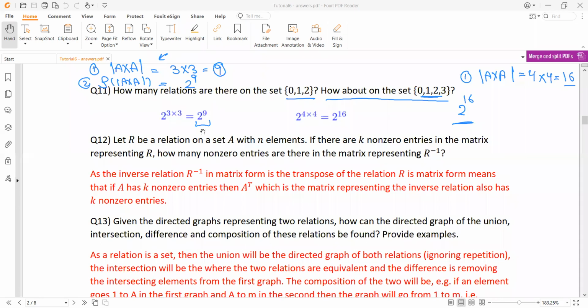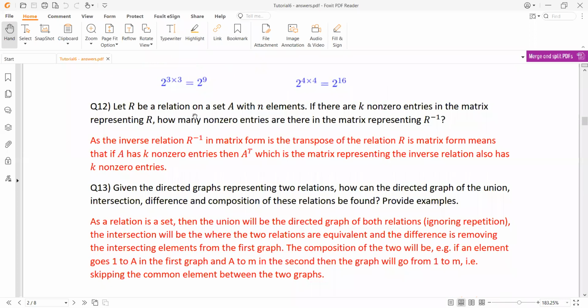So question 12. Let R be a relation on a set A with m n elements.